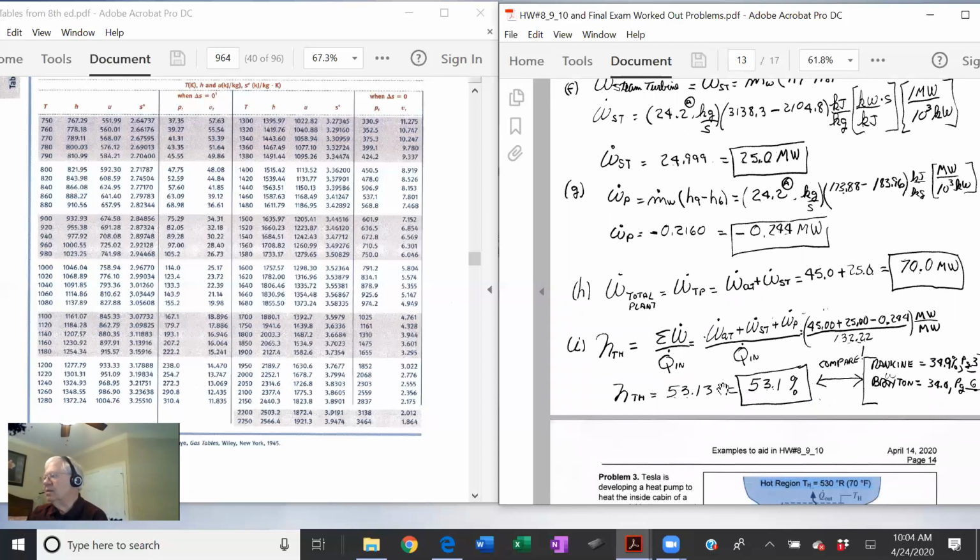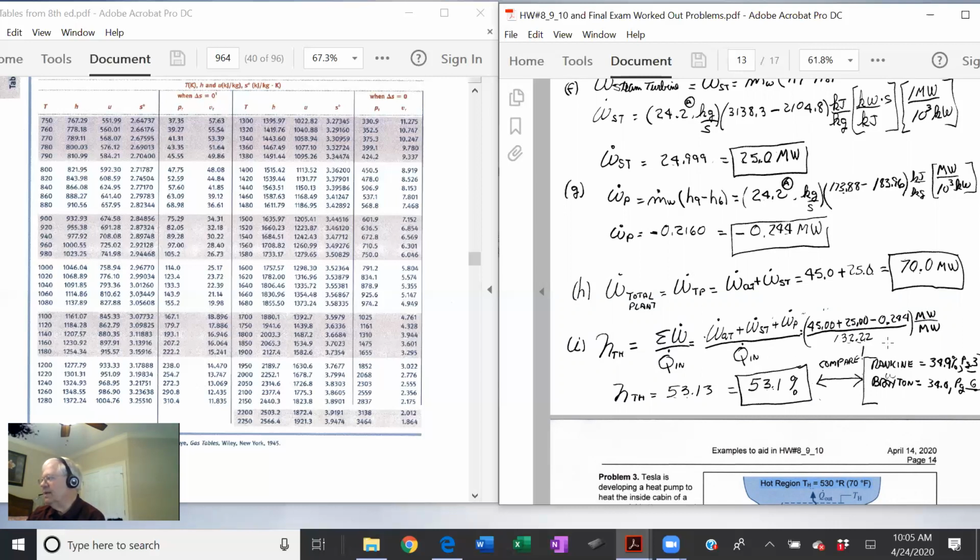you get an efficiency. Now, the efficiency is equal to the sum of all the works, which is the work of the steam turbine and the air turbine. This is net. That's that 45 megawatts net output of the Brayton cycle turbine. Here's the 25. That's the net output of the steam turbine. And here's the work of the pump, 0.244 megawatts.